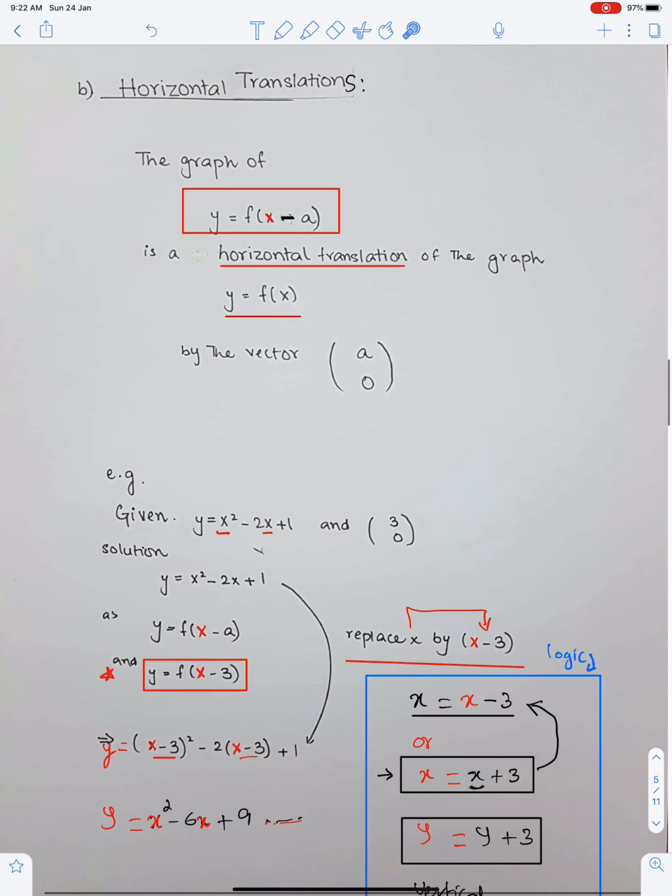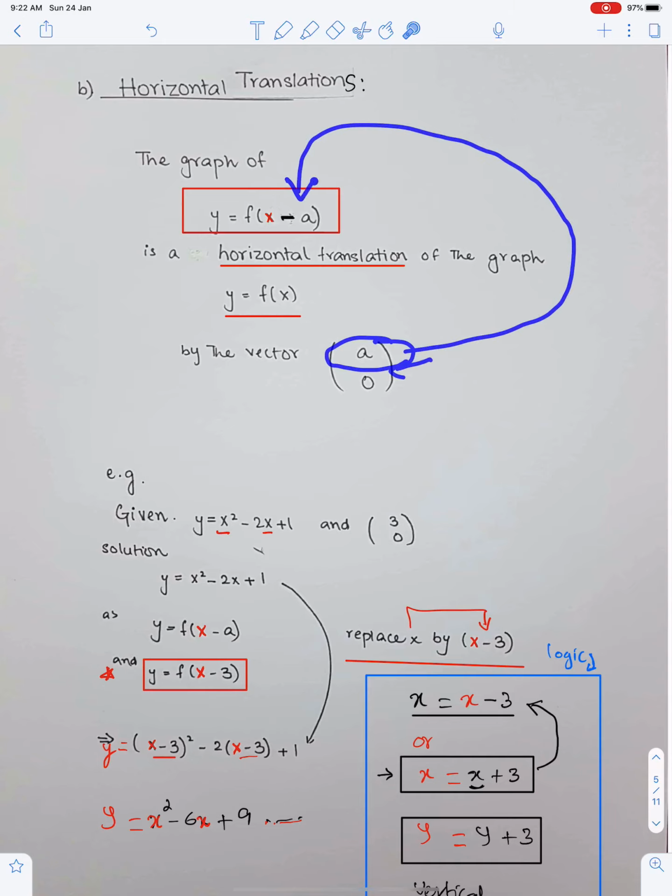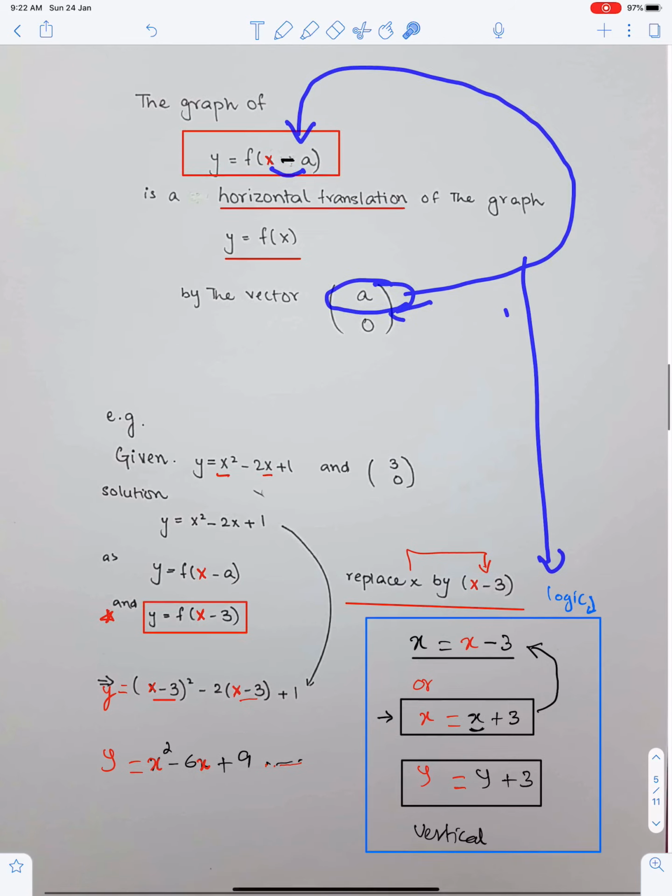Number 2, horizontal translations. Since the horizontal component of this vector is positive a, therefore we have x minus a here, and here is the logic.